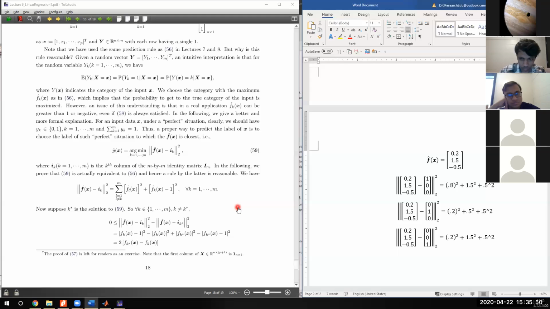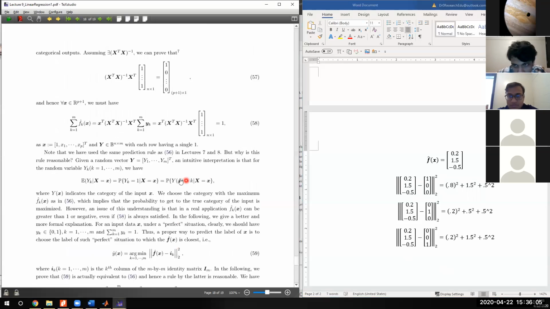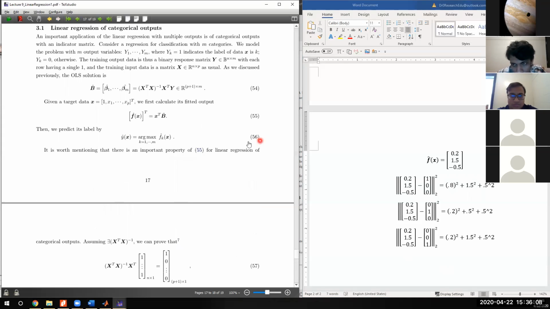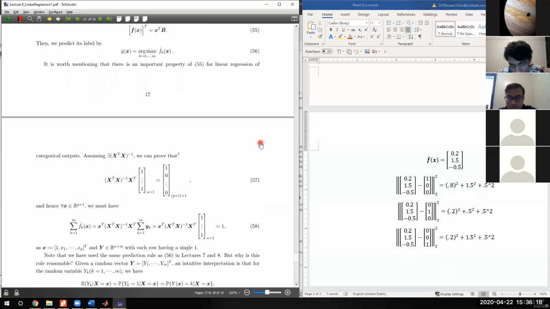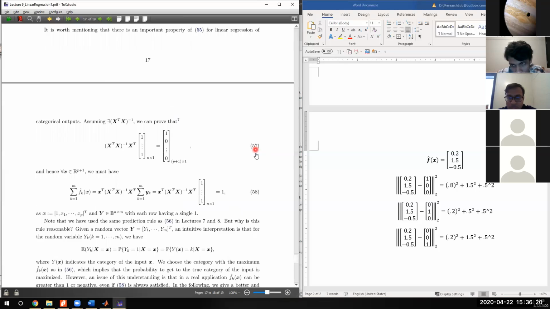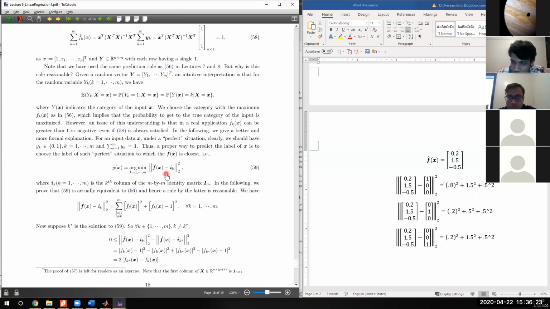Can we say before finding the minimum, based on the matrix that we have, f hat x, we can say that the class is the second one because of 1.5? Yes, that's the thing I want to prove. You're absolutely correct, Said. Congratulations, you have a very good math feeling. This is exactly equation 56. The way that you just mentioned is 56. I'm going to get the maximum value. And I want to prove that 56 is equivalent to 59, because 59 is the way that we can accept.